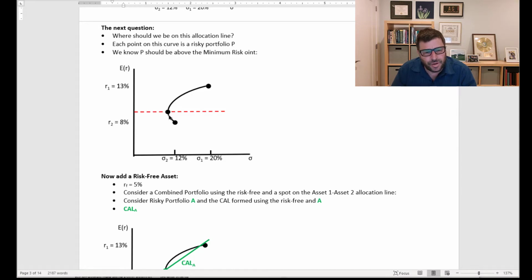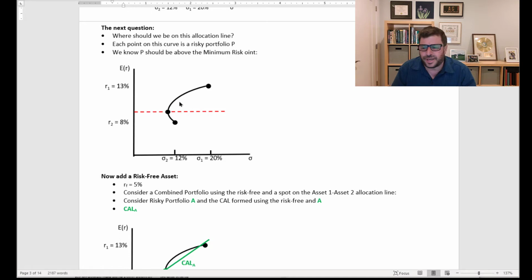I know that I don't want to be anywhere below this line, because anywhere below this dotted red line on the black line is dominated by the minimum risk spot. It's also dominated by something directly above it. So if I chose to be on this particular spot, I would earn this level of return and incur this much risk, but I could also be at this spot with the same risk and much higher return. So now I know that I would only want to be on this upper part. I don't have to worry about what's down here, but I'm still not sure where I want to be on this portion of the curve.